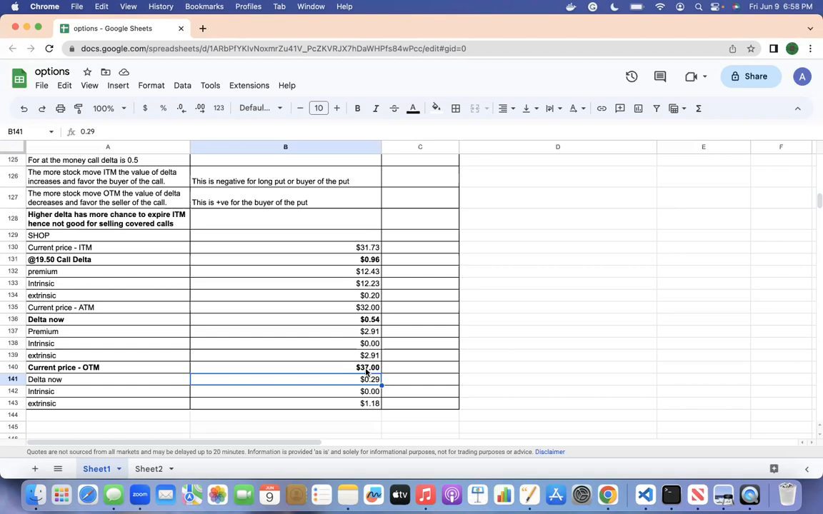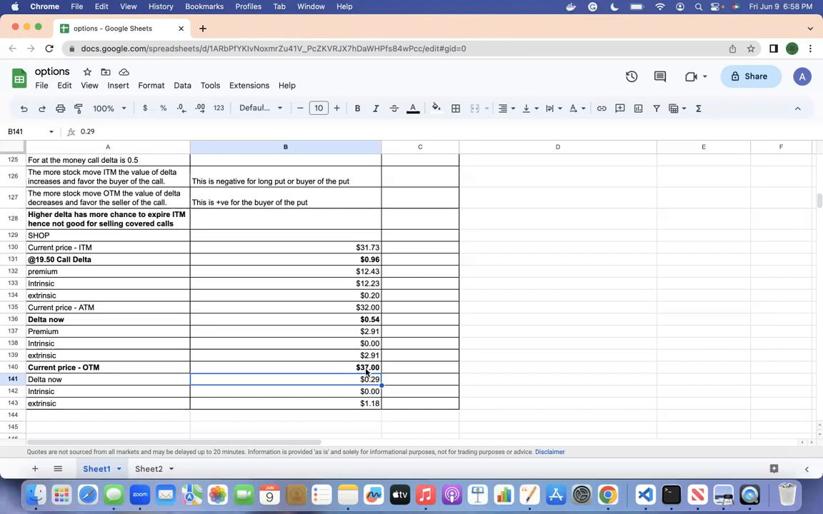For buying a put, it would be the opposite. So you want delta value to be very low. You want out of the money so that you can make that difference as a profit, right? So that's how delta impacts the decision making for choosing the strike price and expiry date.